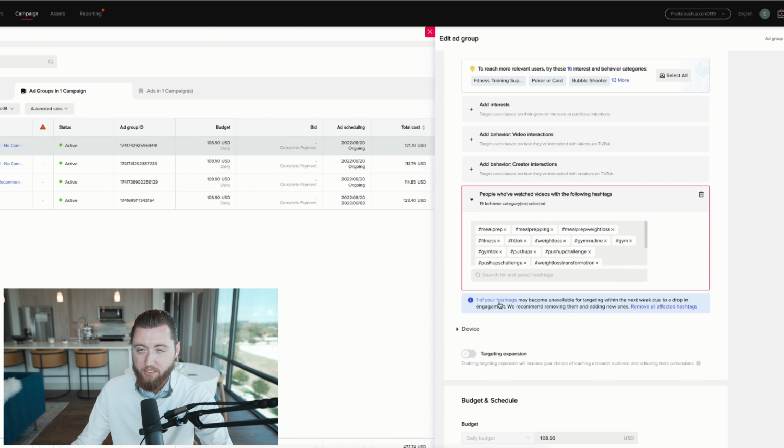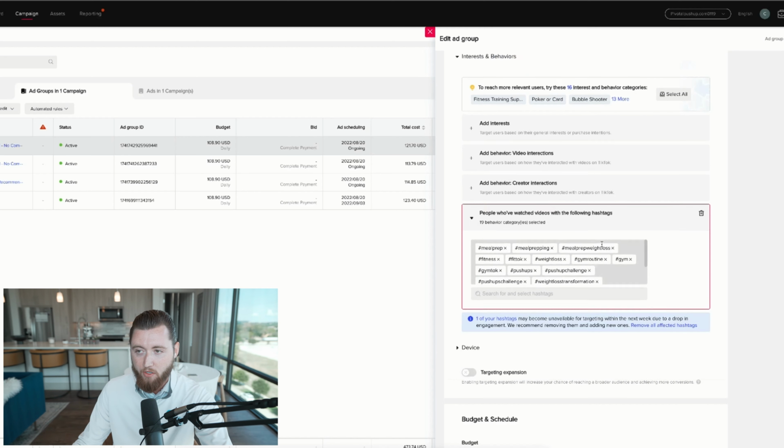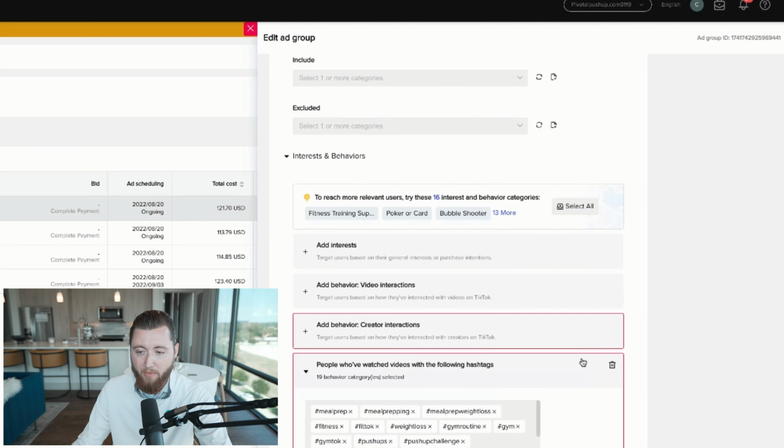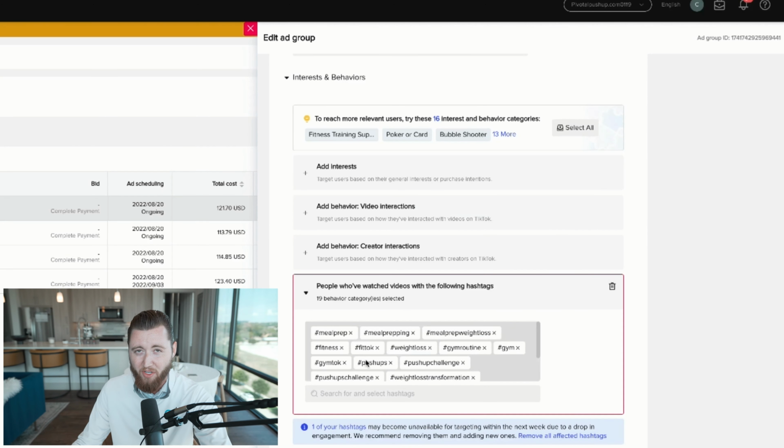Now, one thing to keep in mind is if you have hashtags, make sure to have a lot of them because some of them may drop in views, because it's entirely based off the engagement and view volume. They don't stick around forever. So once people have viewed the videos and they're no longer engaging with a specific hashtag anymore, you're definitely going to see your audience size decrease. So if it starts at 47 million, you could check back in a week and it might be like 20 million. So definitely keep that in mind. There are going to be fluctuations in this, so it is going to be harder to scale.